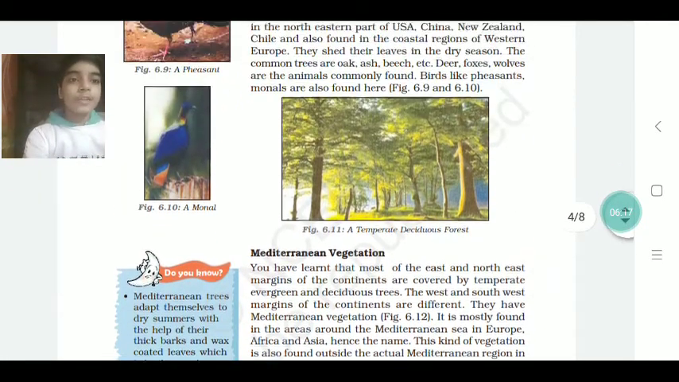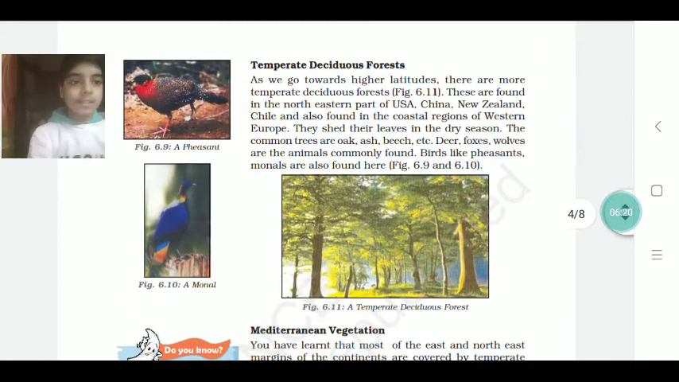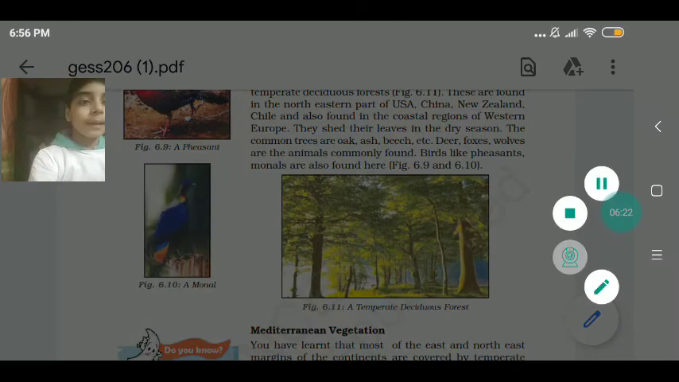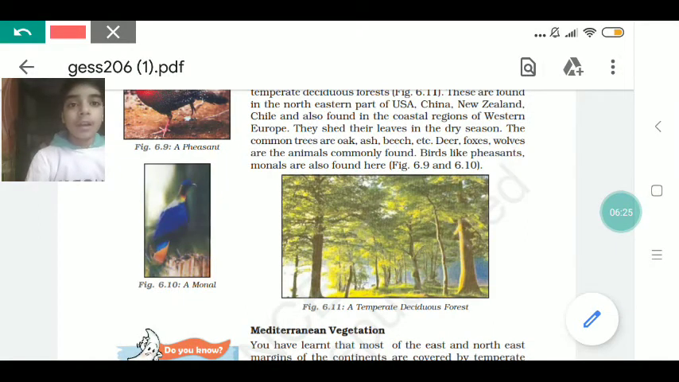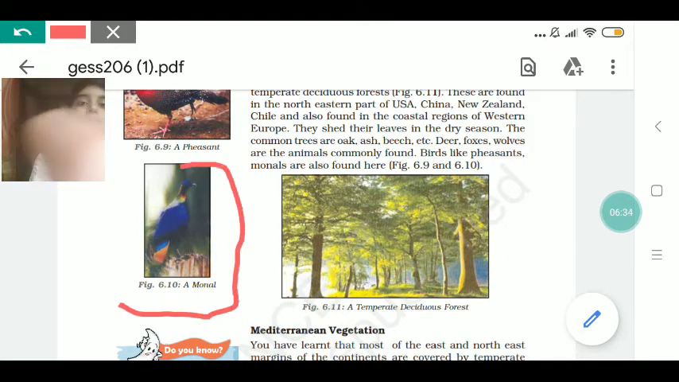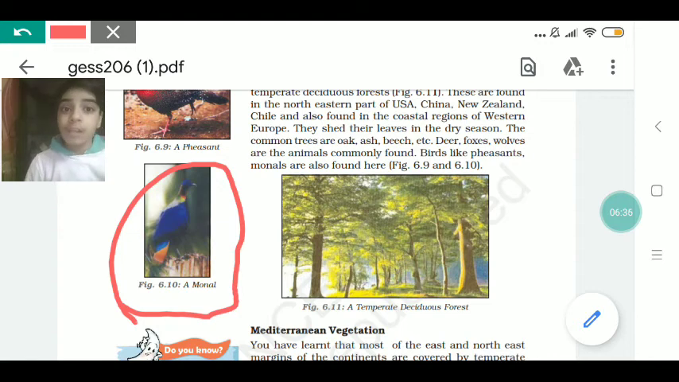Yes, so I told you about pheasants and monarchs. What are pheasants and monarchs? These are the types of plant. These are the types of what? These are types of birds, and you can see in the picture. This bird is monarch. Pheasant.